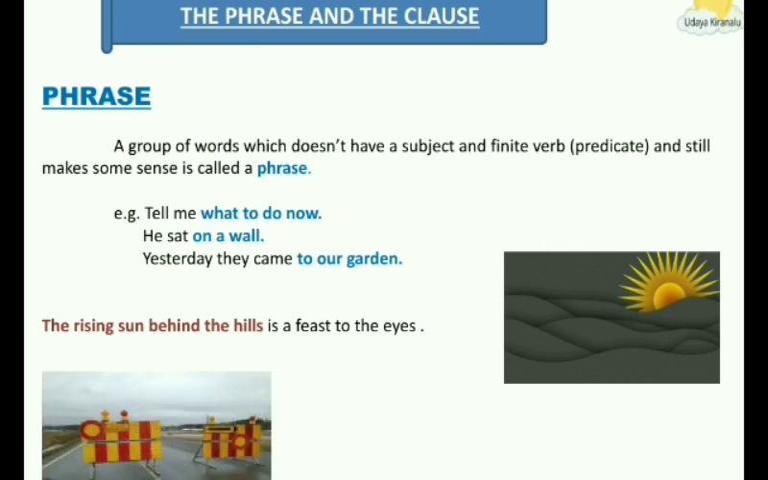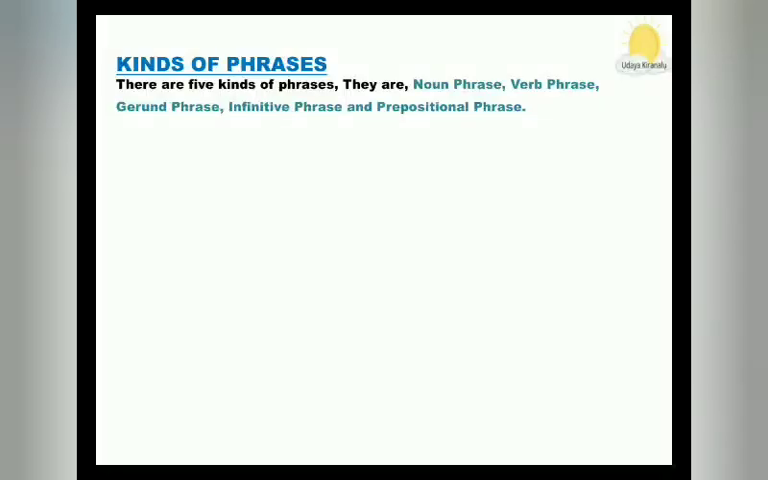And let us take up another picture. Oh, there are some dividers across the road. In this sentence, across the road is a phrase. The next topic is kinds of phrases. There are 5 kinds of phrases. They are noun phrase, verb phrase, gerund phrase, infinitive phrase, and prepositional phrase.